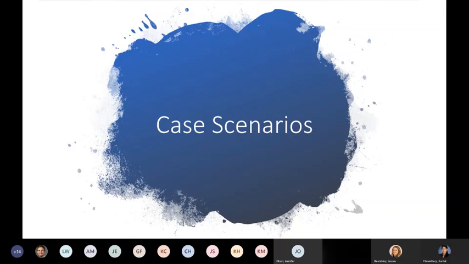So we're going to move into some case scenarios, which I essentially just picked from some of my own patients, as there are many that could be used as examples, to discuss some features or highlight some different options or aspects of the management of spasticity.